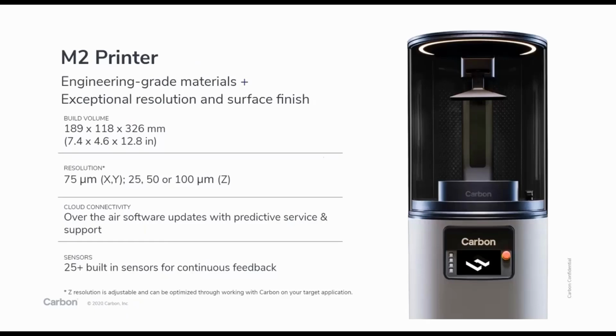The M2 printer is what we selected for producing the tibia cutting guide. The cutting guide geometry is a good size to fit on the M2 platform, and the resolution of the M2 printer also meets our product requirements. The M2 printer and all Carbon printers provide the benefit of printing with our patented dual cure engineering grade materials that Steve described earlier. The M2 printer is a modern piece of industrial equipment with over 24 onboard sensors that monitor everything from environmental conditions to build parameters.